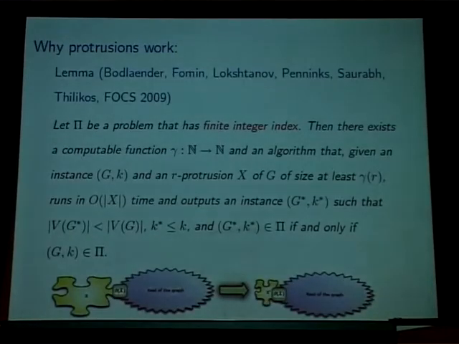Yes. And now I can say a bit more precisely why protrusions work. If I have a problem which has a finite integer index, and I have a protrusion in the graph, then I'm always able to replace this protrusion with an equivalent instance. The equivalent instance looks exactly the same as this graph, except that the protrusion is replaced by a protrusion of smaller size. This is why protrusion works.